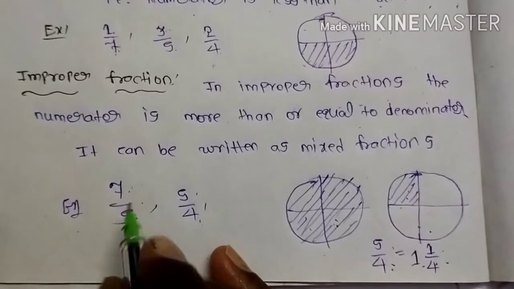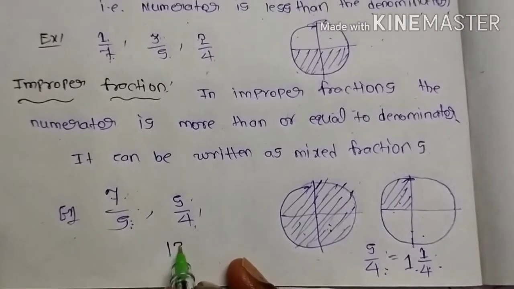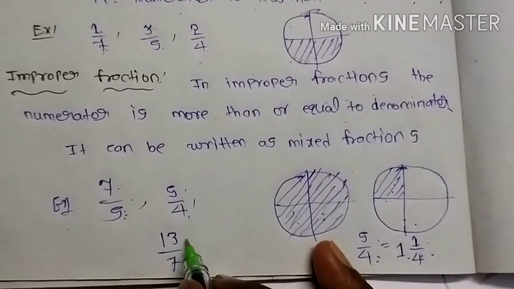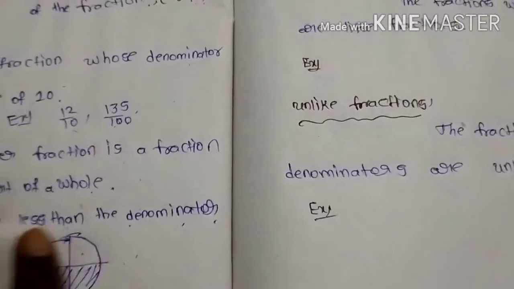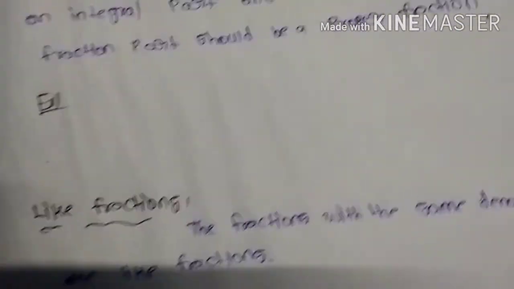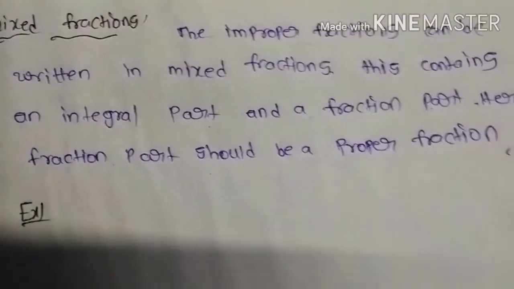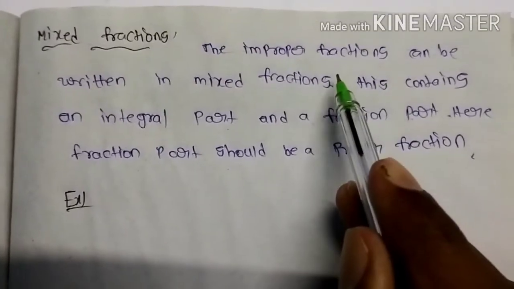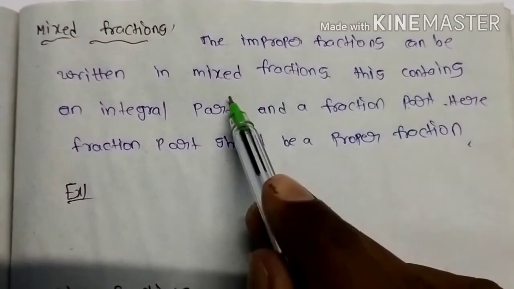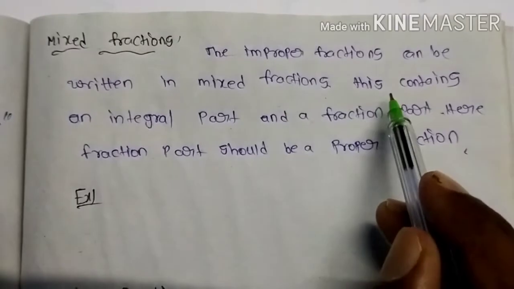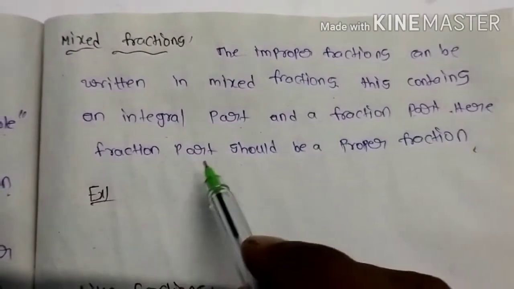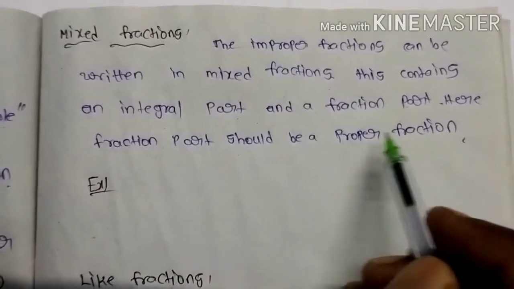See, for example, if you want to take an improper fraction, one more here, 13 by 7. See, 13 by 7 is improper or not? Just check: the numerator is greater than the denominator. How can you represent it? Now you can see here, how can you represent a mixed fraction? Improper fractions can be written as mixed fractions. This contains an integral part and a fraction part. Here, the fraction part should be a proper fraction.